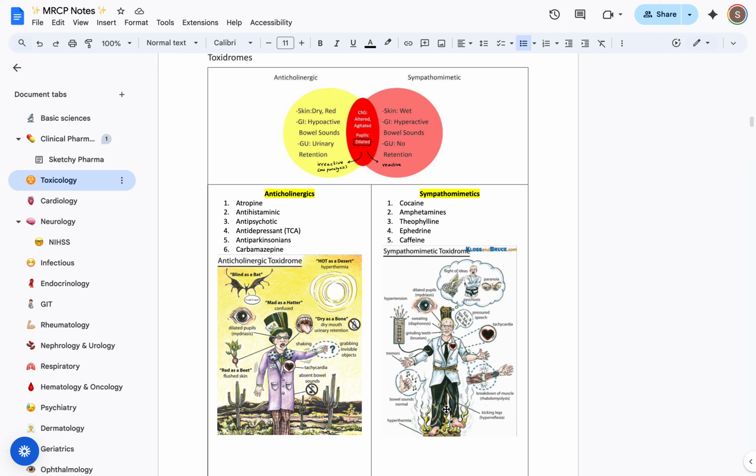But the difference is that the pupils are reactive in sympathomimetics, and then there's going to be normal bowel sounds, but then there's going to be hyperthermia, hypertension, flight of ideas, pressured speech, rhabdomyolysis, tremors, okay? And then the sympathomimetics are cocaine, amphetamines, theophylline, ephedrine, and caffeine. Anticholinergics are atropine, antihistaminics, antipsychotics, antidepressants, anything that has an antimuscarinic action.